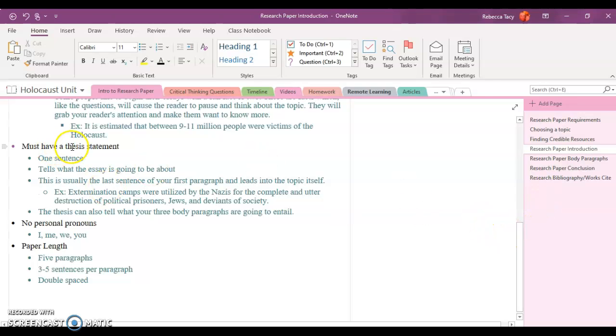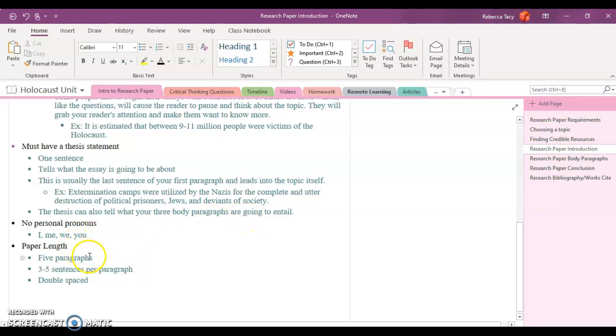So make sure you have a thesis statement. When you're writing, again, we've been forcing this in before school let out, and that is no personal pronouns. No personal writing, guys. You need to get in the habit of not using personal writing. So no I, me, we, or you. Absolutely not.